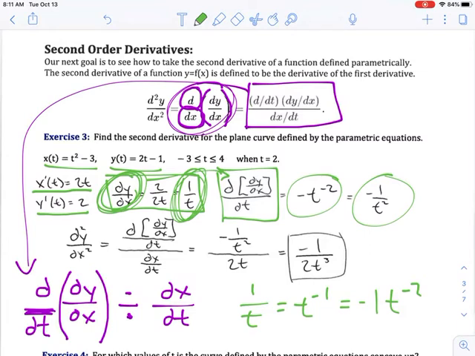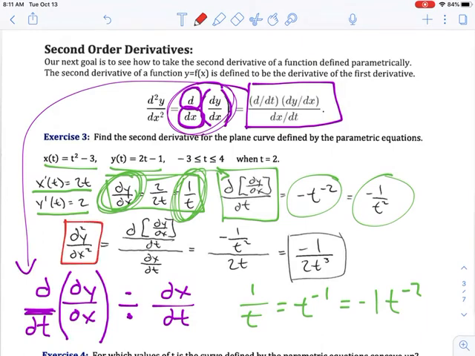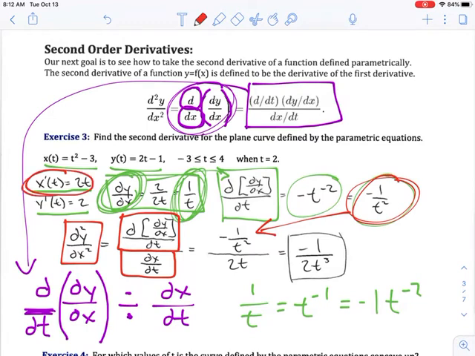Then, to find the second derivative, I'm going to use a different color now. To find the second derivative, we take the derivative of dy/dx with respect to t and then divide that by dx/dt. So this becomes our numerator, and then we go back over here to dx/dt, and that becomes our denominator. That's it, and we just have to simplify it. When we simplify, we end up with negative 1 over 2t cubed. That is the second derivative of y with respect to x.